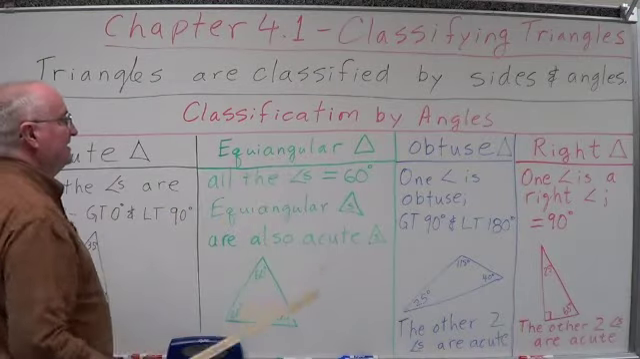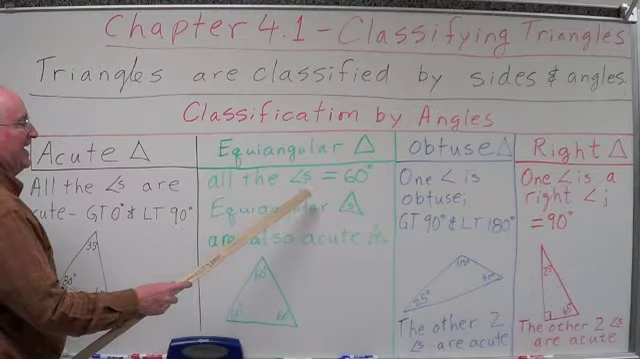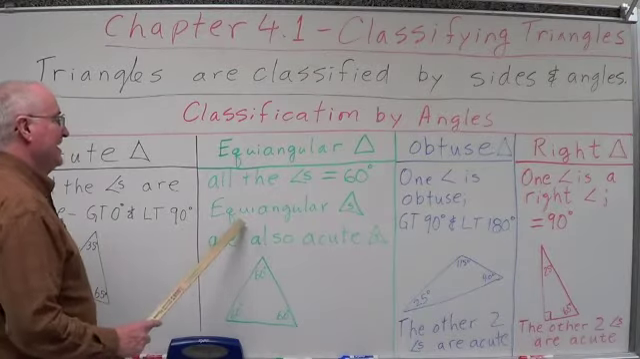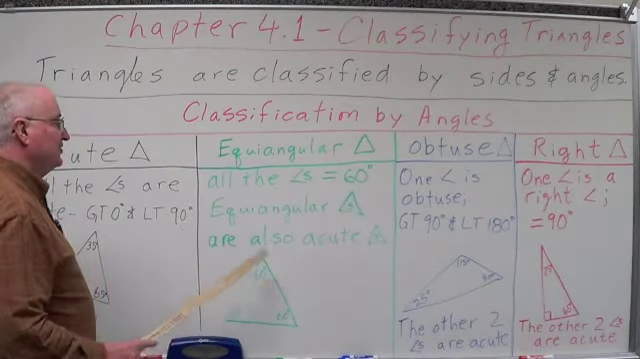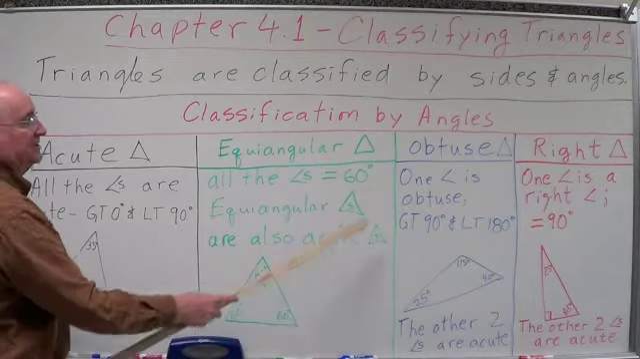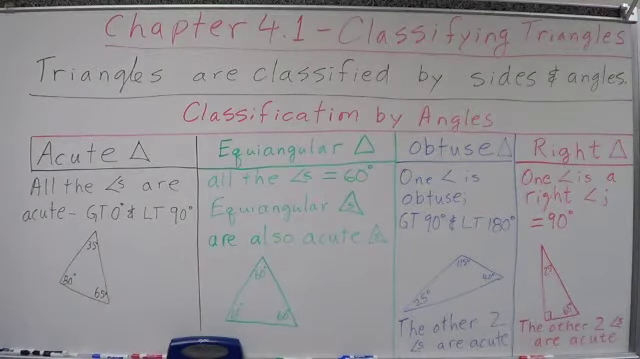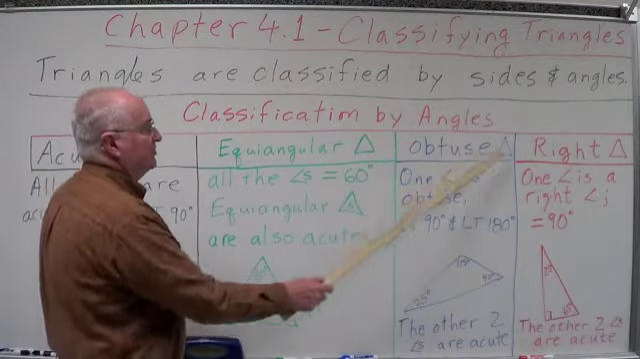Equiangular is exactly what it says. Equal angles. All the angles equal 60 degrees. Equiangular triangles are also acute angles. Why? Because 60 degrees is acute. Okay, and here's an example. All the angles are 60 degrees. Now, equiangular is also going to have to be what else? Talk about it later.